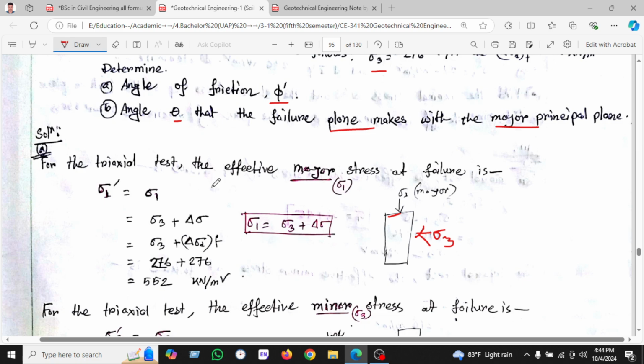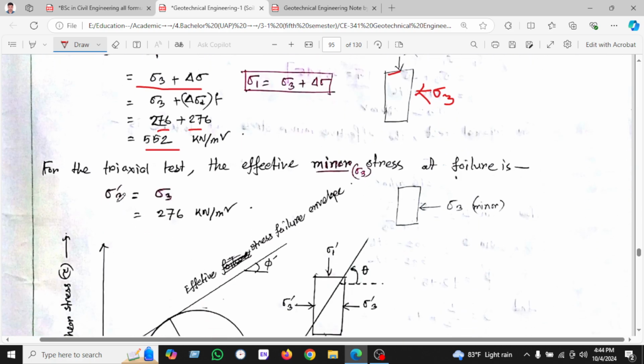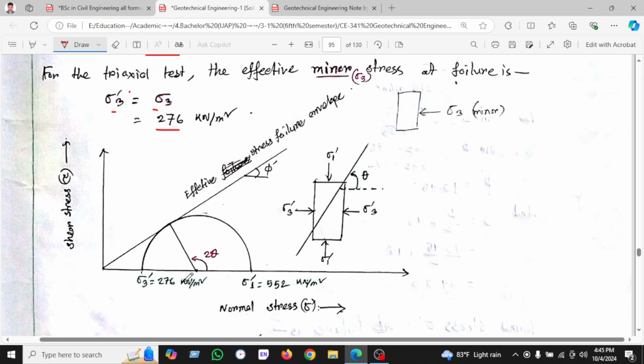For the triaxial test, we know the effective major stress is sigma 1, and at failure, sigma 1 equals sigma 3 plus delta sigma. So this is the major formula, and we have used sigma 3 and delta sigma and found 550 kilonewton. And for the triaxial test, the effective minor stress, which is sigma 3 at the failure mode, sigma 3 prime, is 270. So these are the values.